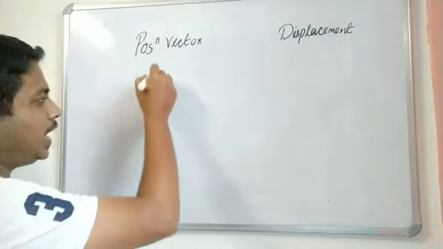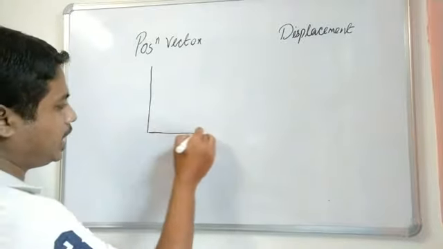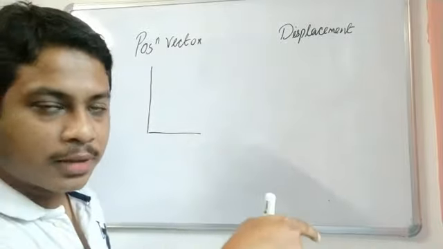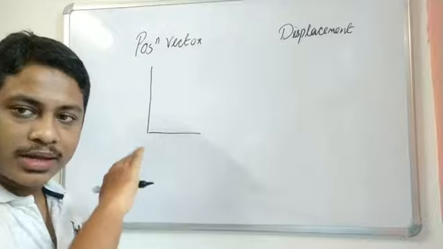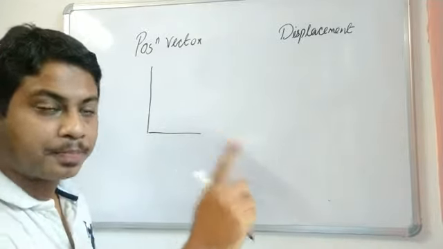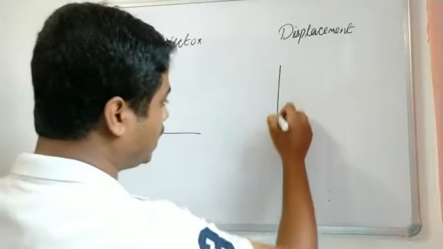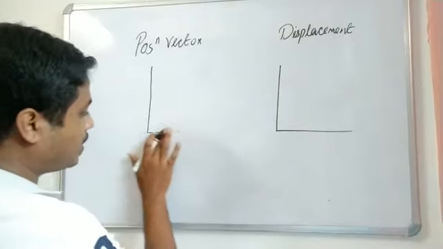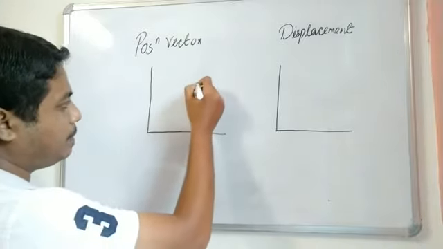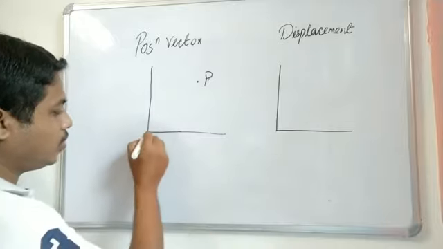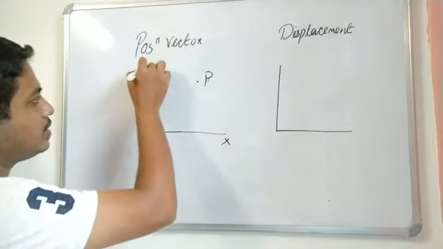Suppose we have an xy plane, because we are dealing with two dimensions, because it is motion in a plane. So everything that we'll be discussing in this chapter will be in two dimensions. Here also, if I consider an xy plane, suppose we have a point P here. This is the origin O. This is X. This is Y.